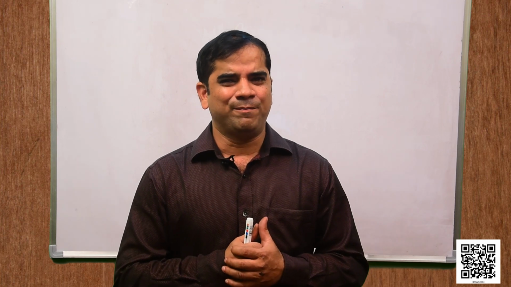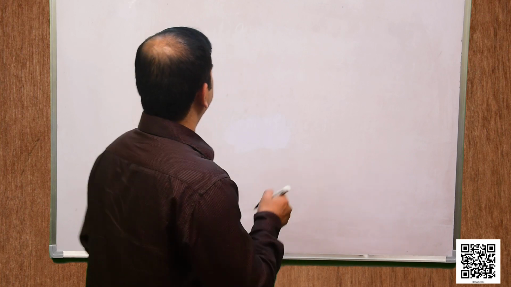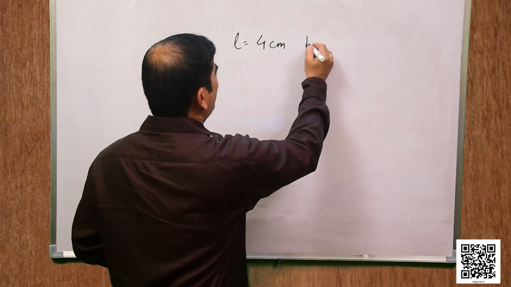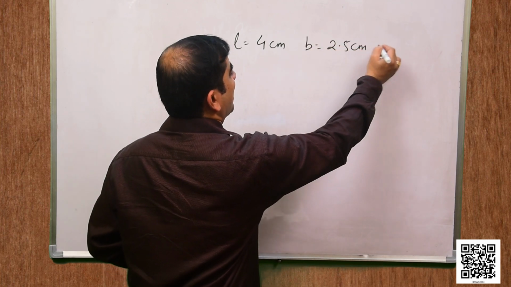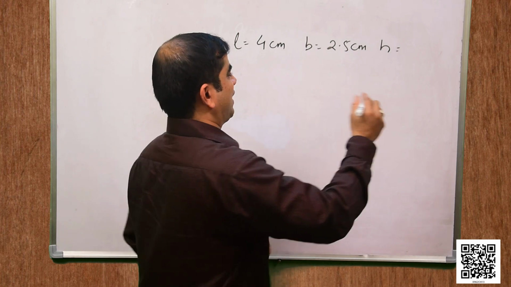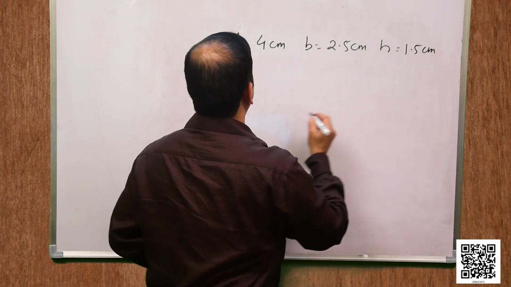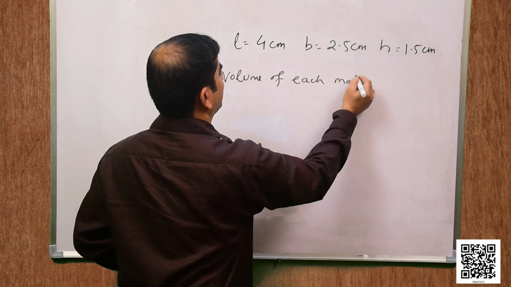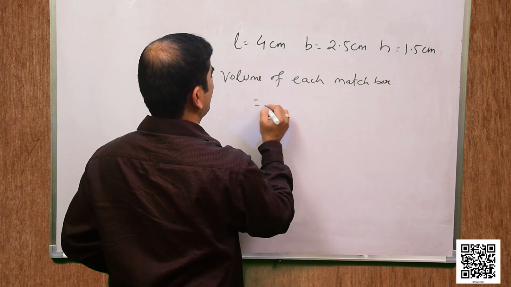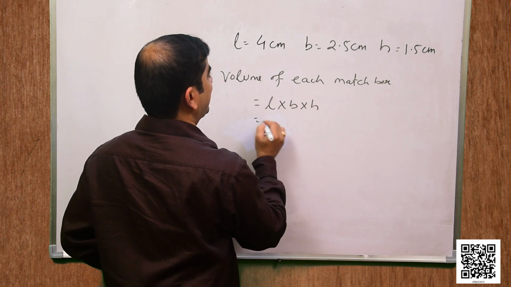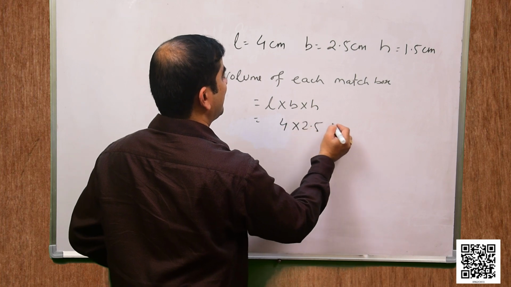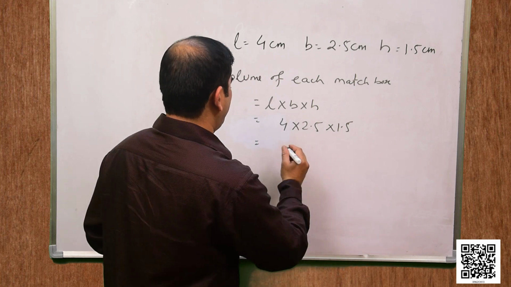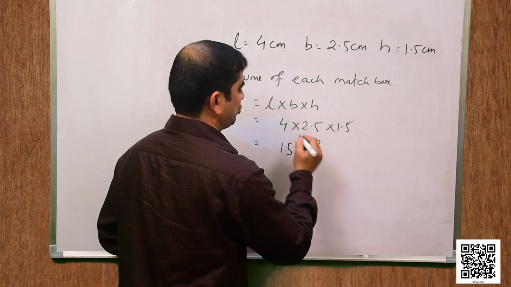Let us discuss. So, as per the question, length is equal to 4 centimeter, breadth is equal to 2.5 centimeter and height is equal to 1.5 centimeter. So, volume of each matchbox is equal to length into breadth into height, that is 4 into 2.5 into 1.5, and when we do the calculation it will be 15 centimeter cube.